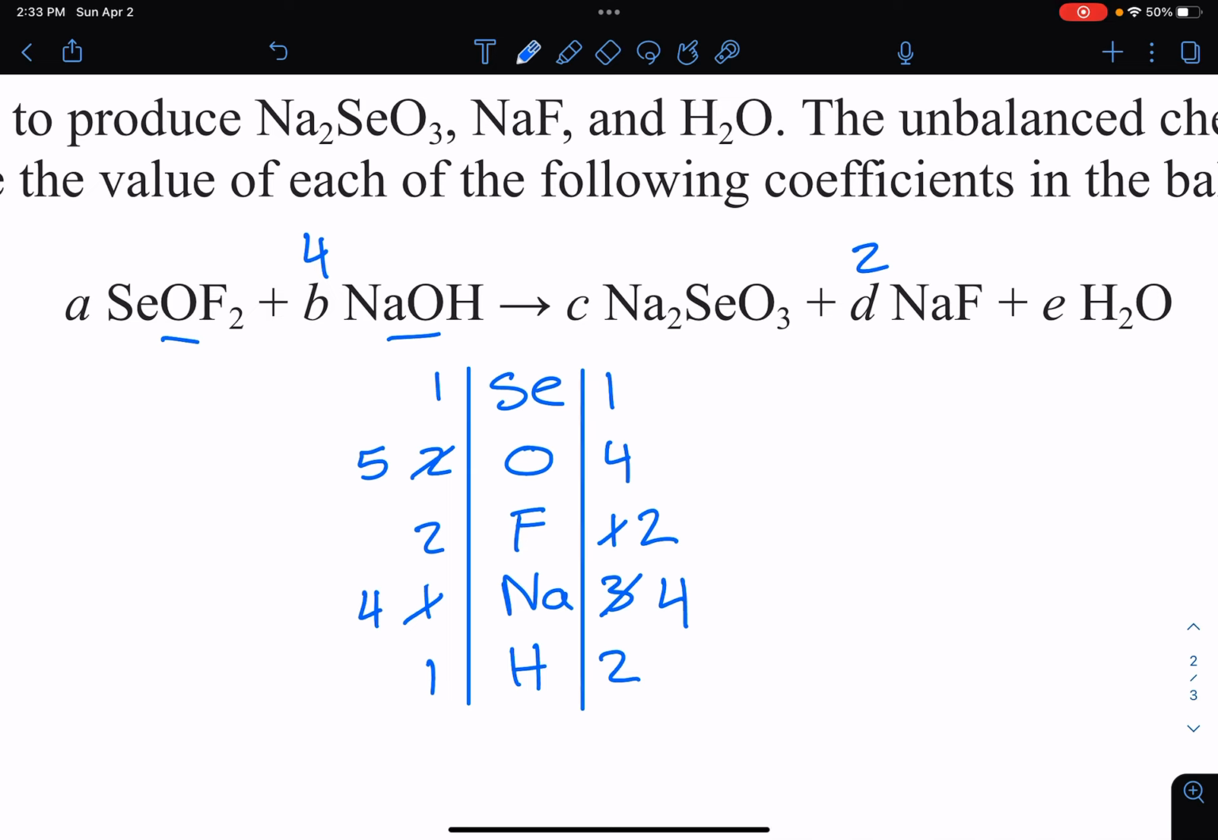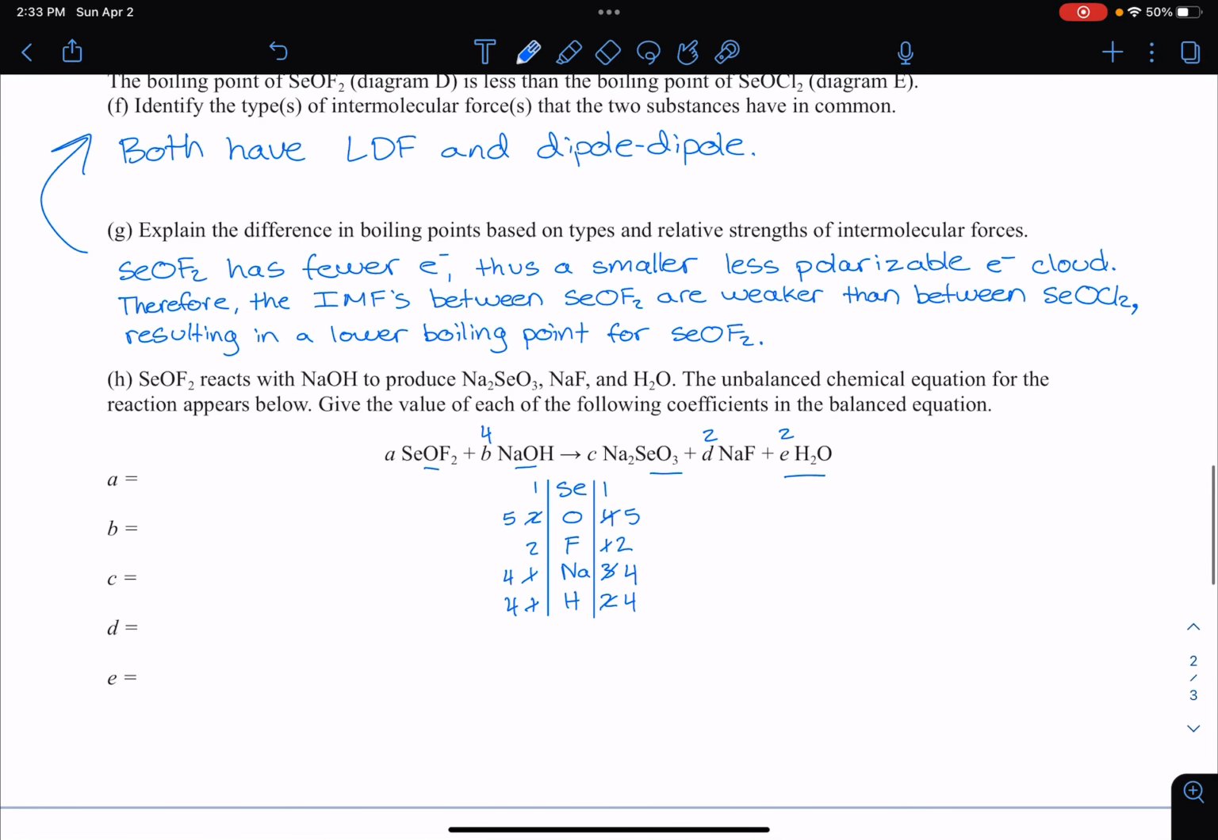And then for hydrogen, we have a total of 4 hydrogens. So it looks like we just need to change the water coefficient to 2. So now we have a total of 4 hydrogens. We've got 2 oxygens here plus 3 more. That makes 5 oxygens. So then our coefficients, we need to put them over here: a 1, a 4, a 1, a 2, and a 2.